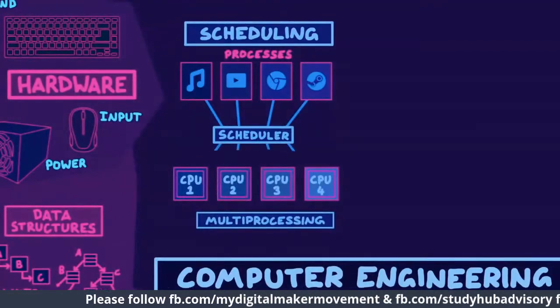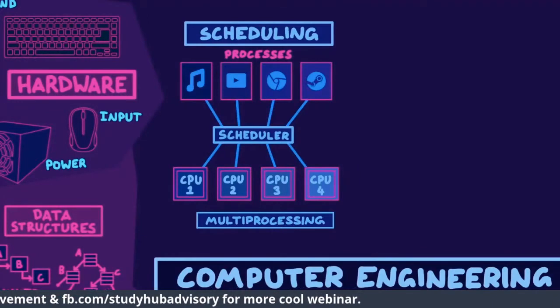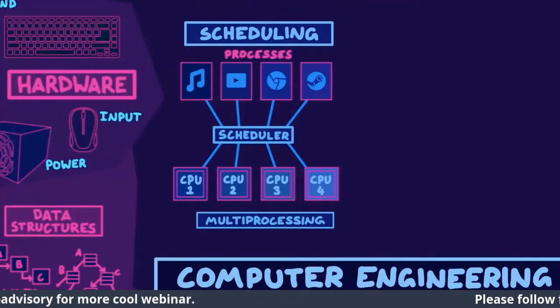Multiprocessing helps speed things up because the CPU has several cores that can execute multiple jobs in parallel, but this makes the job of the scheduler even more complex.